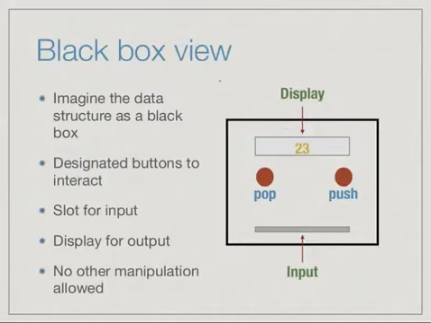So other than this, no other manipulation should be allowed. We are not allowed to exploit what's inside the box in order to quickly get access, say, to the middle of a stack or the middle of a queue. So we don't want such operations. We only want those operations which the externally visible interface, or the buttons in this case of the black box picture, allow us to use.